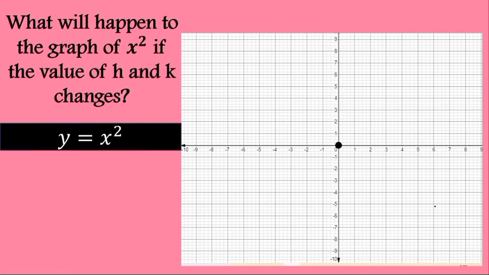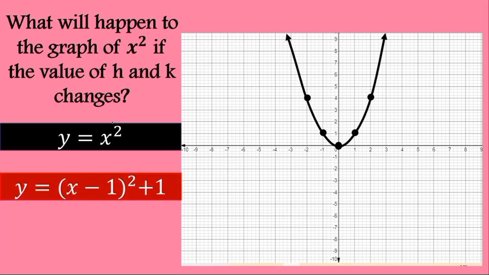So, there was this question. What will happen to the graph of x squared if the value of h and k changes? I have here first y equals x squared and its graph. Then I have another one. As you can notice, y equals the quantity x minus 1, squared, plus 1 comes from the graph of y equals x squared, because both of the values of a here is 1. And this is the graph.